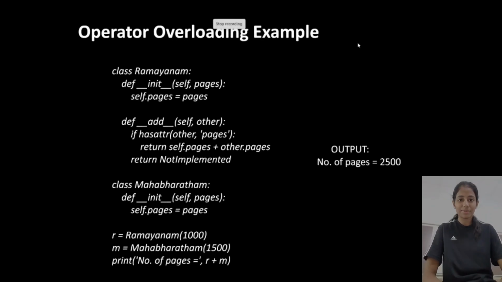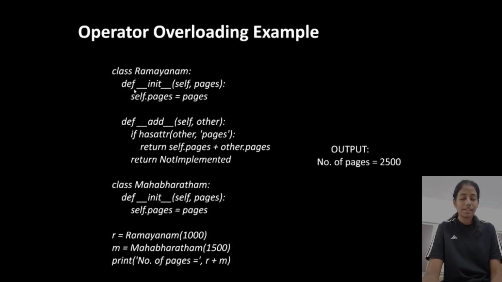Let us now discuss operator overloading. This is a special kind of polymorphism in Python where we can give additional meaning to built-in operators like plus, minus and more when they are used with user-defined objects. By default, these operators work on numbers and strings, but with operator overloading, you can define how they behave with your own classes. Let's discuss a Python code to understand operator overloading better.